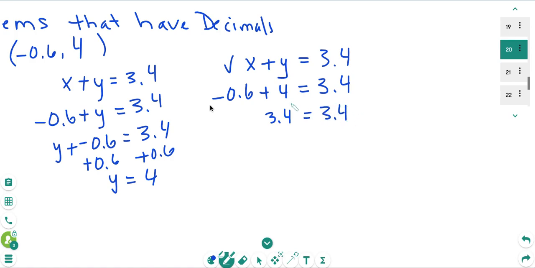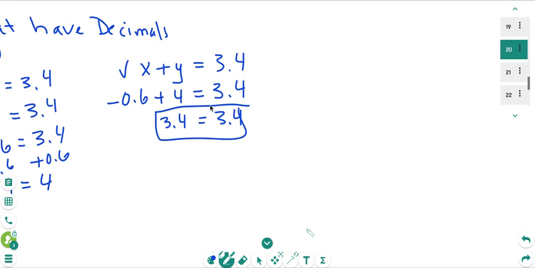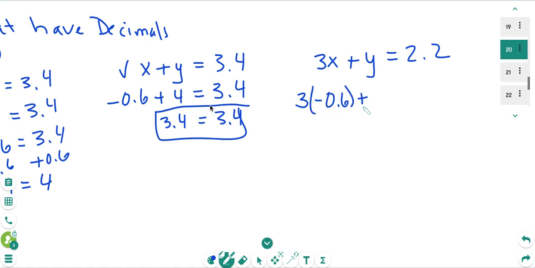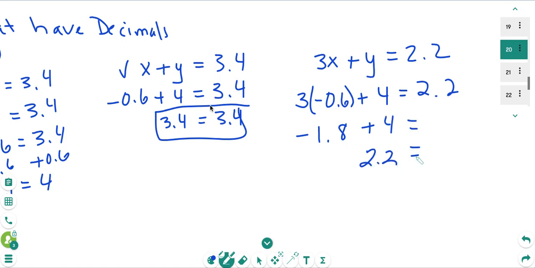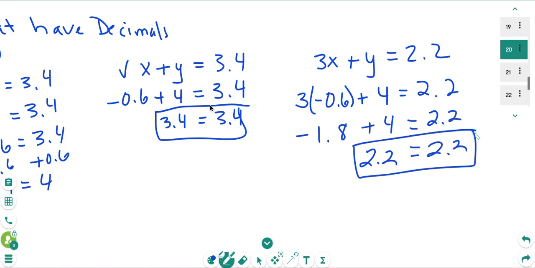So that one works. And then I'm going to go ahead and check 3x plus y is equal to 2.2. 3 times negative 0.6 plus 4 is equal to 2.2. And then I have negative 1.8 plus 4, and that's going to be 2.2 on the left side, and 2.2 on the right side shows me that my check works.